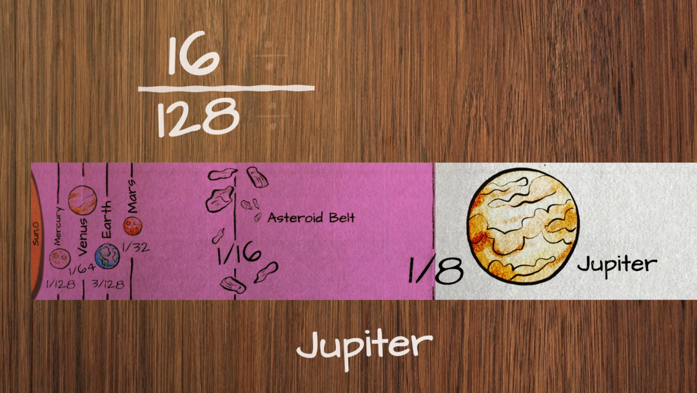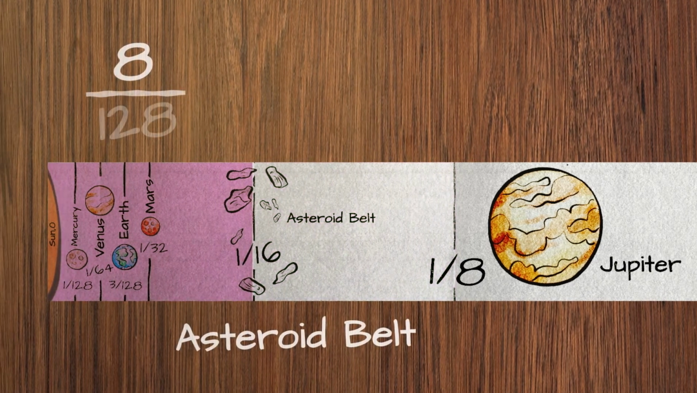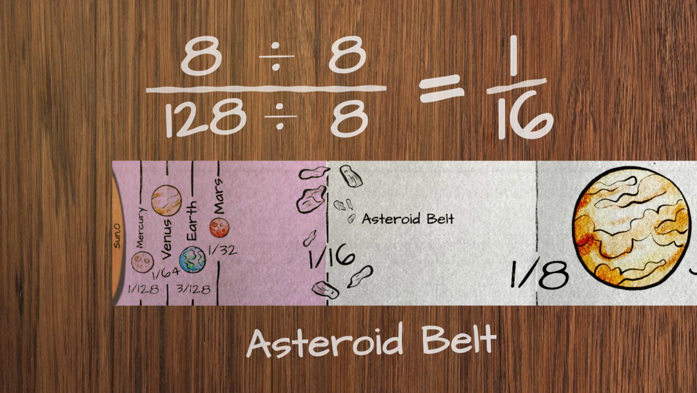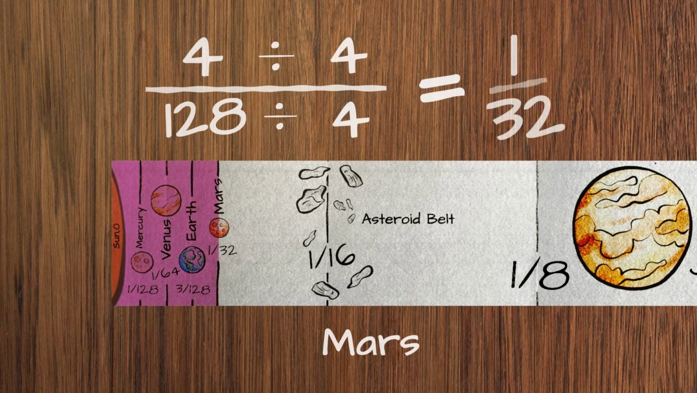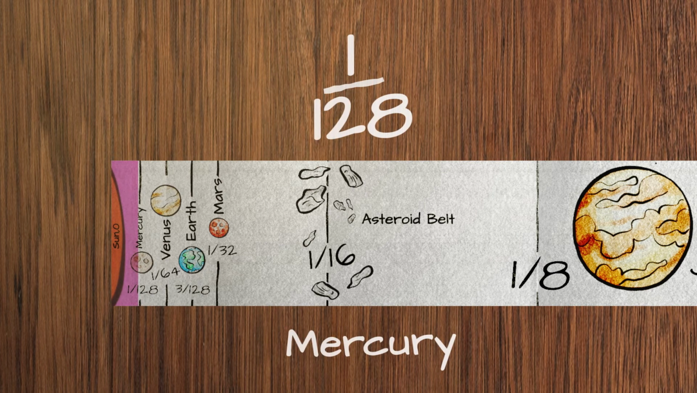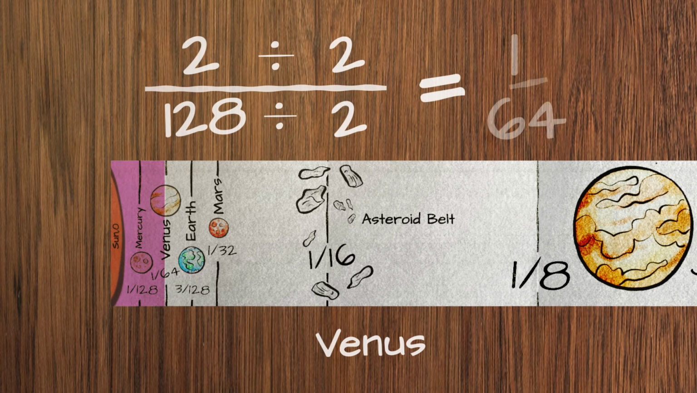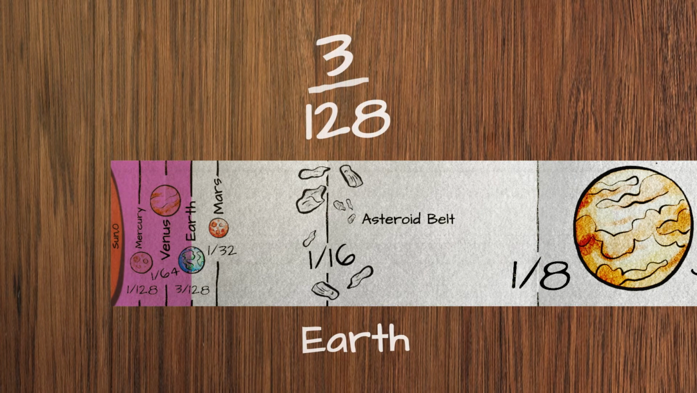Jupiter, 16 over 128, or 1/8. The asteroid belt is 8 over 128, or 1/16. Mars is 4 over 128, and that simplifies to 1/32. Mercury, 1 over 128, is already in its simplest form. Venus, 2 over 128, can be simplified to 1/64. Earth, at 3 over 128, is already in its most simplified form.